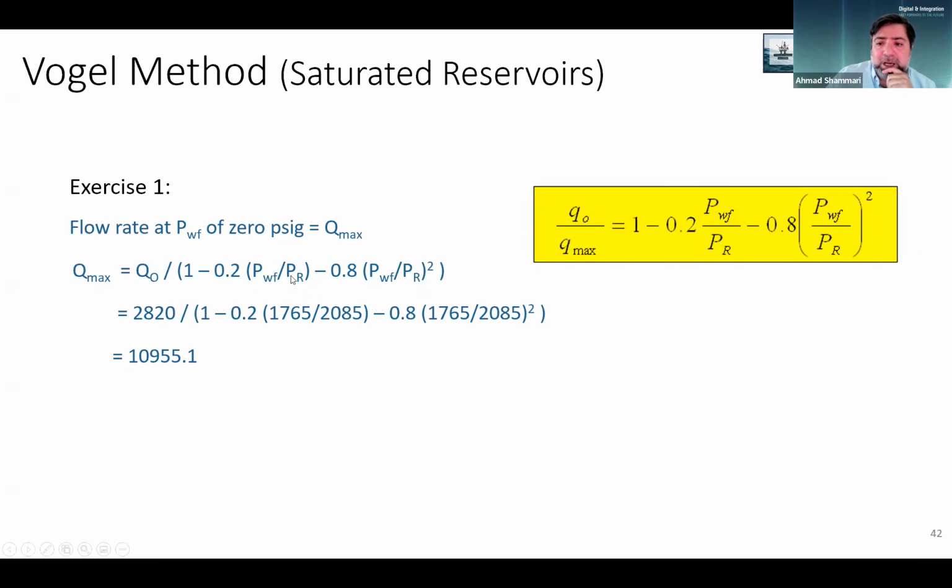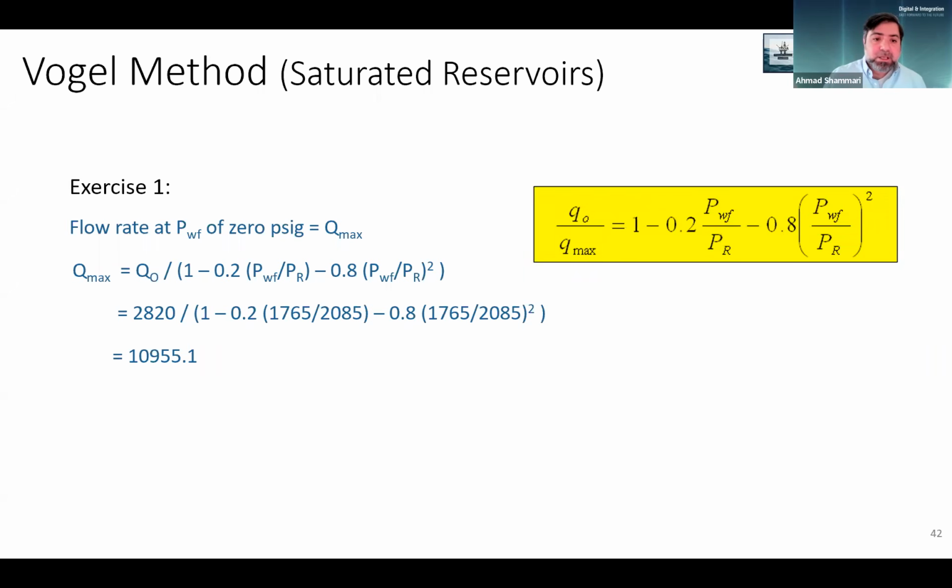Q equals QO divided by 1.1 minus 0.2 PWF divided by P reservoir minus 0.8 multiplied by PWF divided by P reservoir square. Rearranging and calculating, I will find this term. So this is Qmax, right? So that's it. Once I find Qmax, then this equation here can be solved to construct my IPR curve, because I will say that Q equals Qmax times this term, and then I can assume multiple PWFs, and based on that, I can get QO.